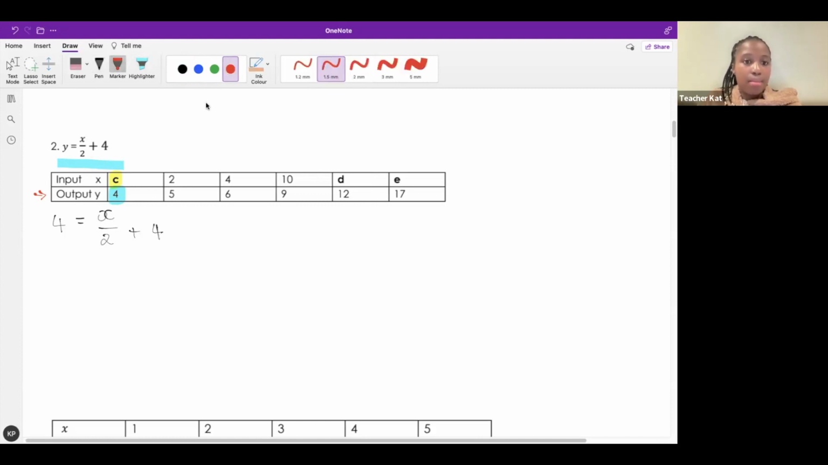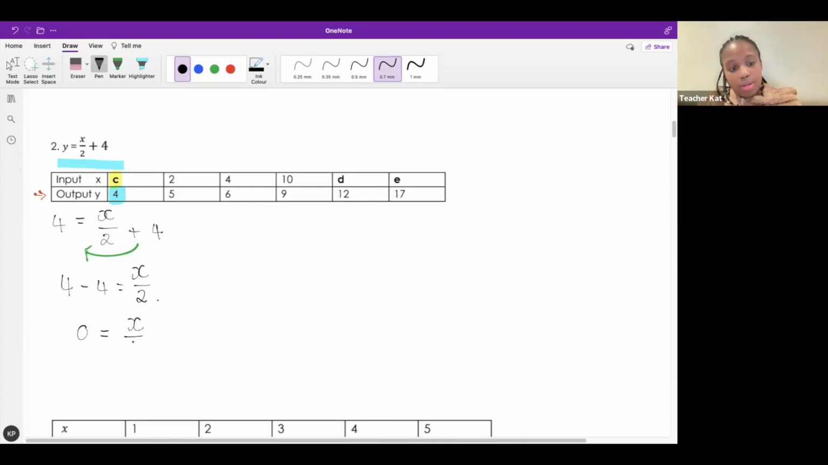So this time I'm moving a positive 4 to the other side. So tell me, when it gets to the other side, what's going to happen with it? If a positive 4 is brought over the equal sign and goes to the other side, it becomes a negative 4. Nice, Buhlali. So now we have 4 minus 4 is equal to x divided by 2. What's 4 minus 4? 4 minus 4 is 0, equal to x divided by 2.